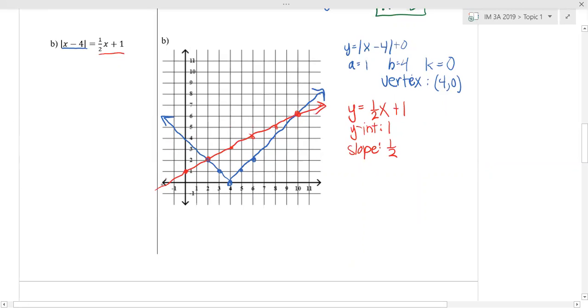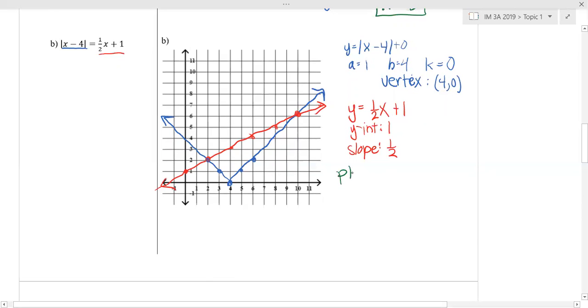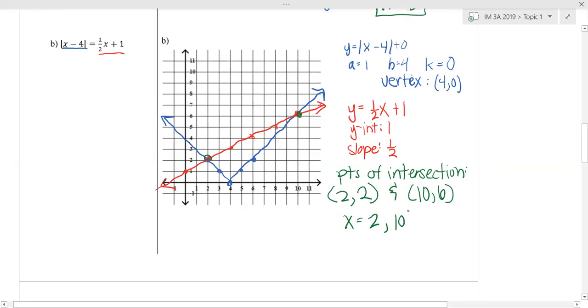It intersects that absolute value function in 2 places. So we have our points of intersection at the points 2, 2, and at the point 10, 6. And so remember that because our original equation only had values for x, the solutions for this problem are x equals 2 and 10. And so again, we could plug those in if we wanted to check our values.